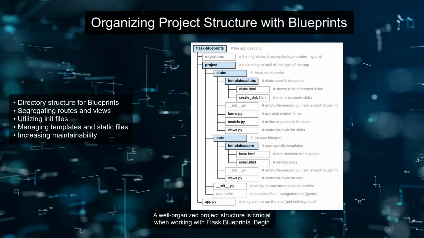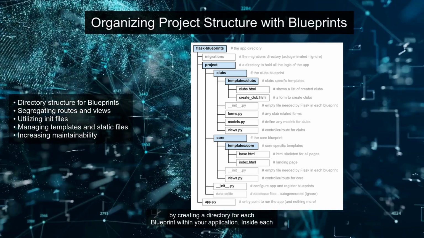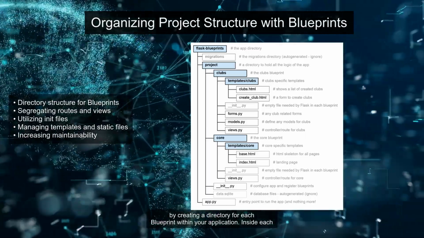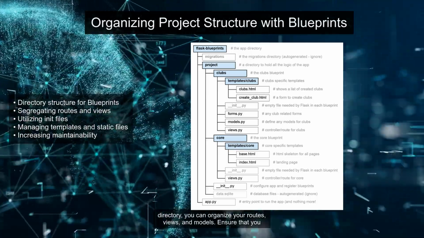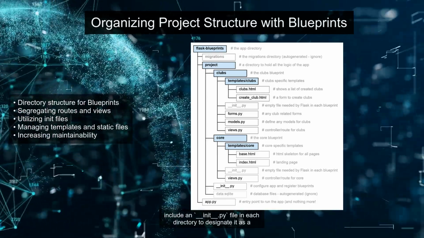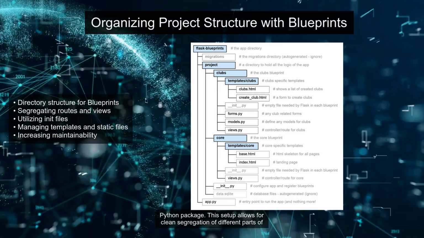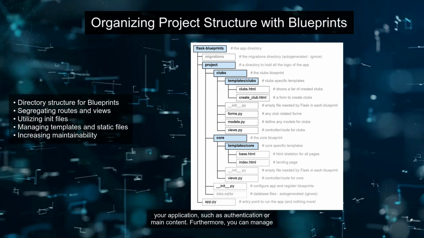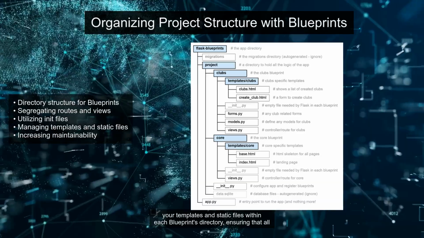component involved. A well-organized project structure is crucial when working with Flask blueprints. Begin by creating a directory for each blueprint within your application. Inside each directory, you can organize your routes, views, and models. Ensure that you include an __init__.py file in each directory to designate it as a Python package. This setup allows for clean segregation of different parts of your application, such as authentication or main content.